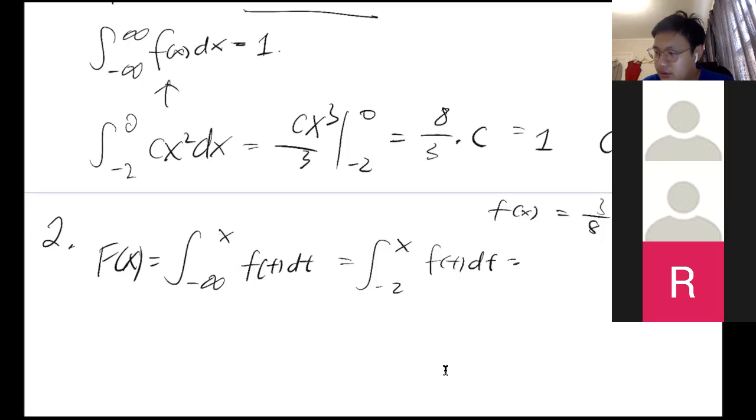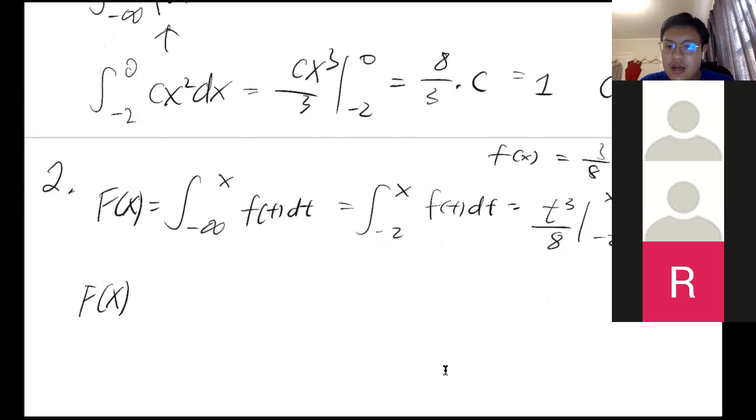So if we integrate the result, that will be t cubed over 8, evaluated from -2 to x. And the answer is 1 plus x cubed over 8. But in order for the CDF to be valid, you need both the solution of the CDF and the range of the CDF.